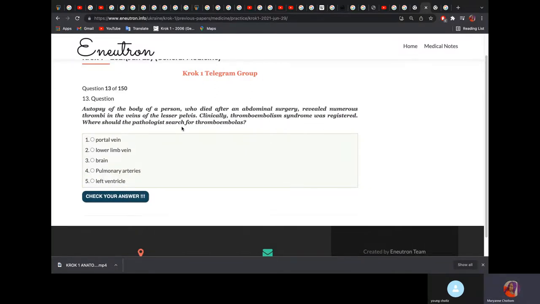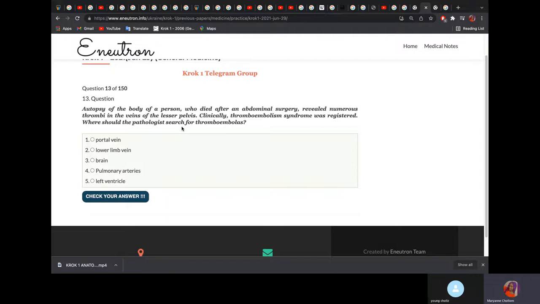Autopsy of the body of a person who died after an abdominal surgery revealed numerous thrombi in the veins of the lesser pelvis. Clinically, thromboembolism syndrome was registered. Where should the pathologist search for thromboembolism?